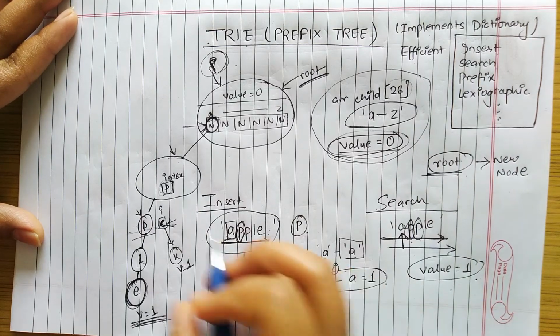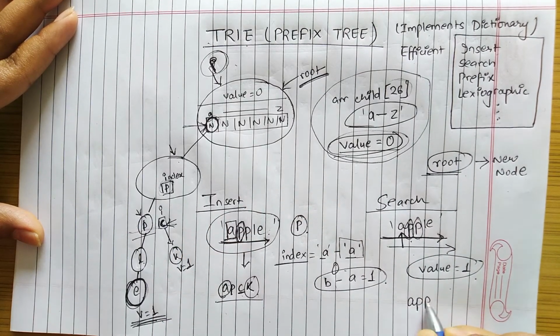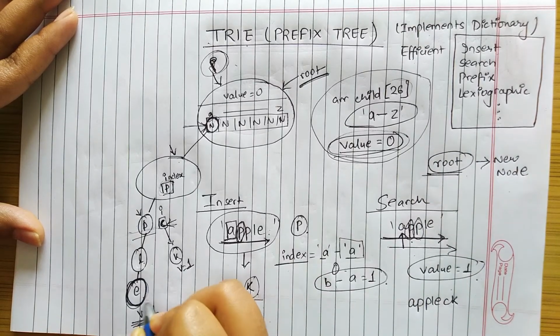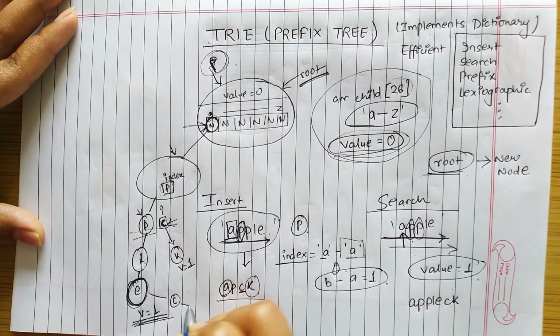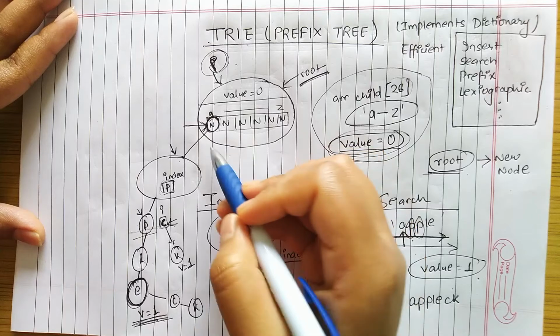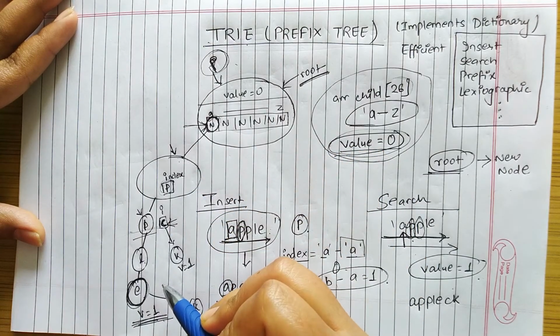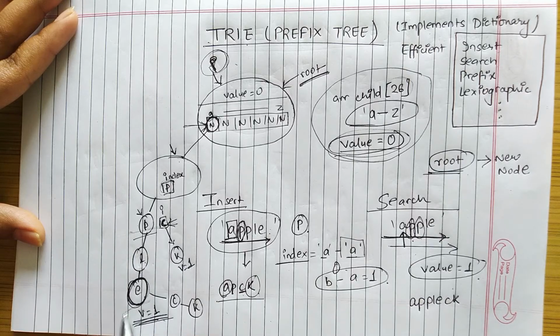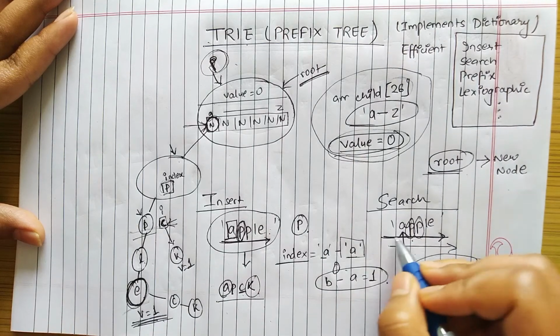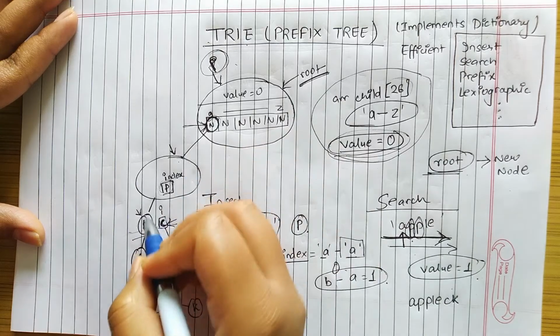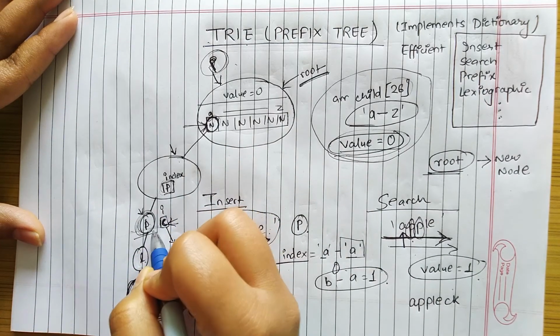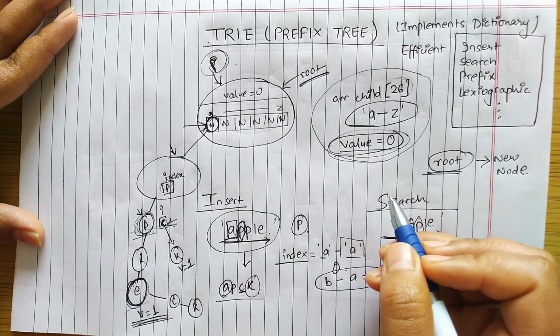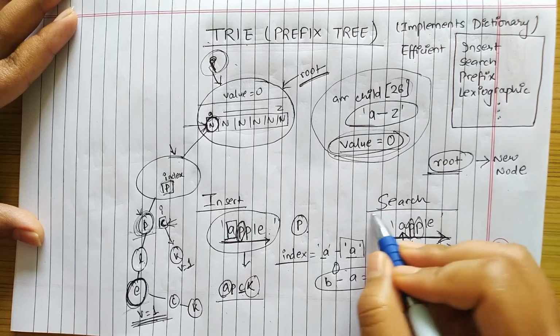That is because suppose you had a word like A, P, P, L, E, C, K, and after E you had C and K. Technically we do not have apple present as a string in this trie structure, so we will not return true in that case. And inside the loop only, if anywhere it finds that the next letter is not present, it will return false right over there. So this is how search is being done.